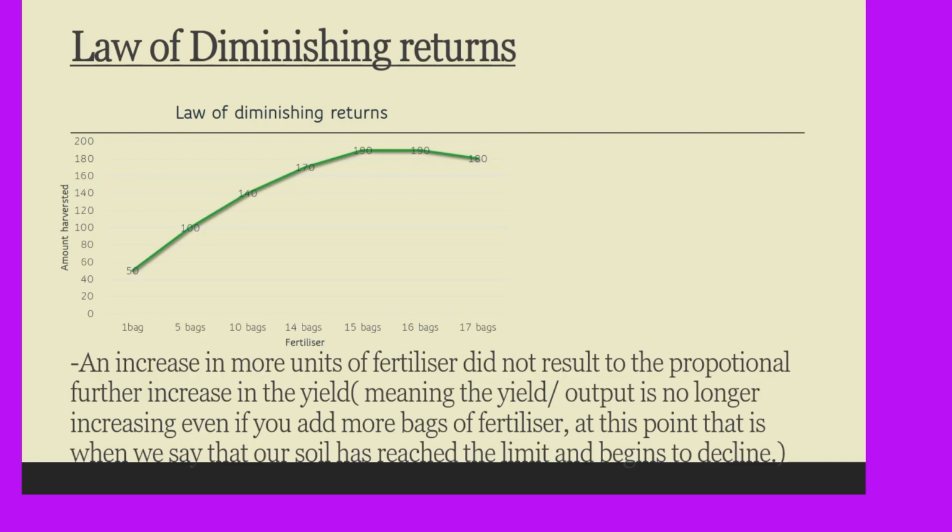At this point, that is when we say that our soil has reached the limit, and it can decline. So as we can see, it's no longer increasing. It has reached the limit, right? So this is what the law of diminishing returns talks about.